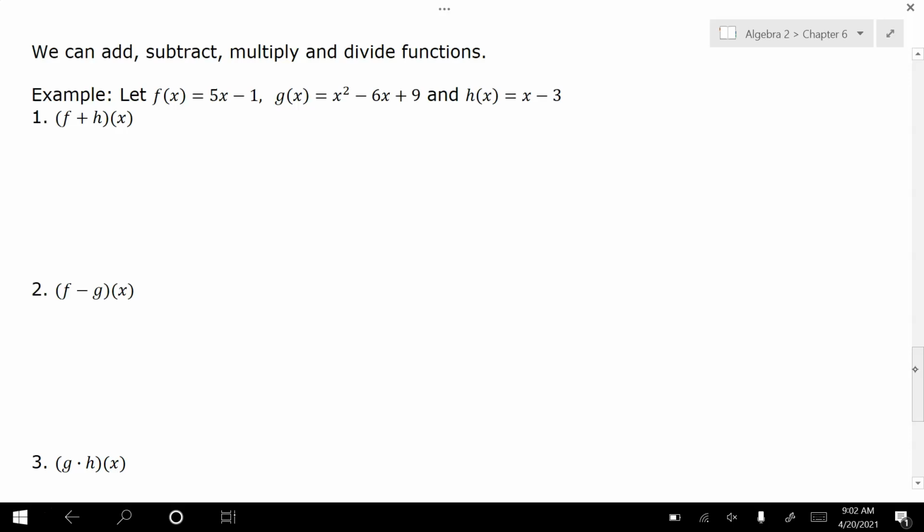So you're looking at whatever functions it is that they want you to try to put together, and you're just adding any terms that they have in common. So x's, x squareds, numbers, anything like that.